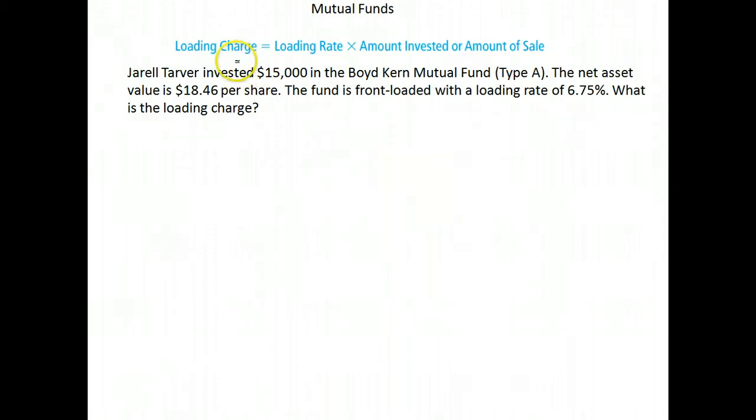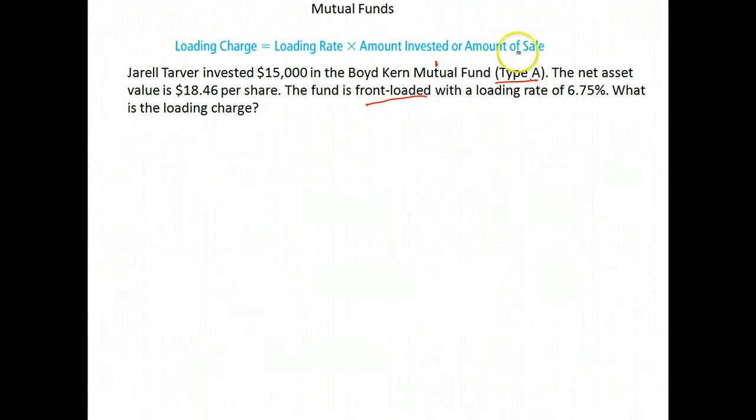All right, let's talk about mutual funds. There's a couple of things you want to look at, whether it's type A or type B. Type A is what's called front loaded. Front loaded means you pay your loading charge, the charge for making the investment, when you start the account. If you have a type B, it's an end loading, meaning you pay that loading charge when you sell. So you want to watch for that. This happens to be a type A, which means we're going to pay our loading charge up front.